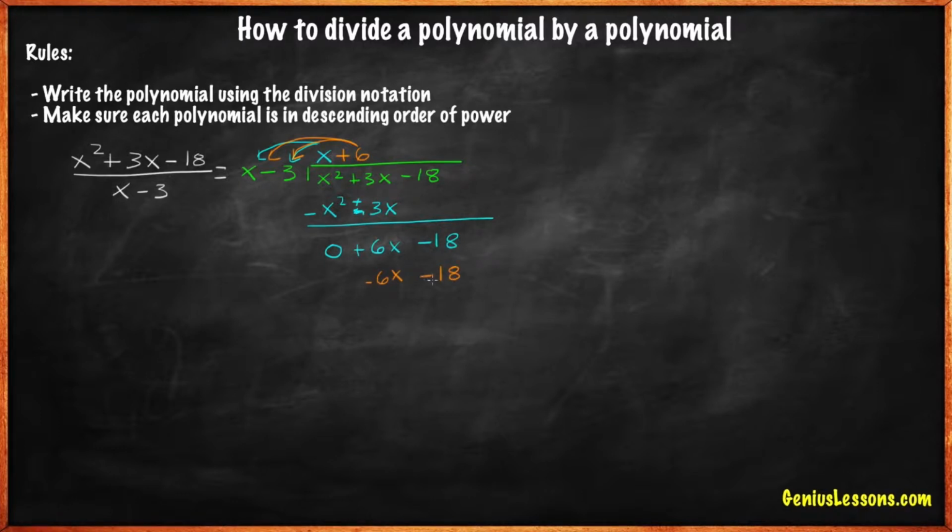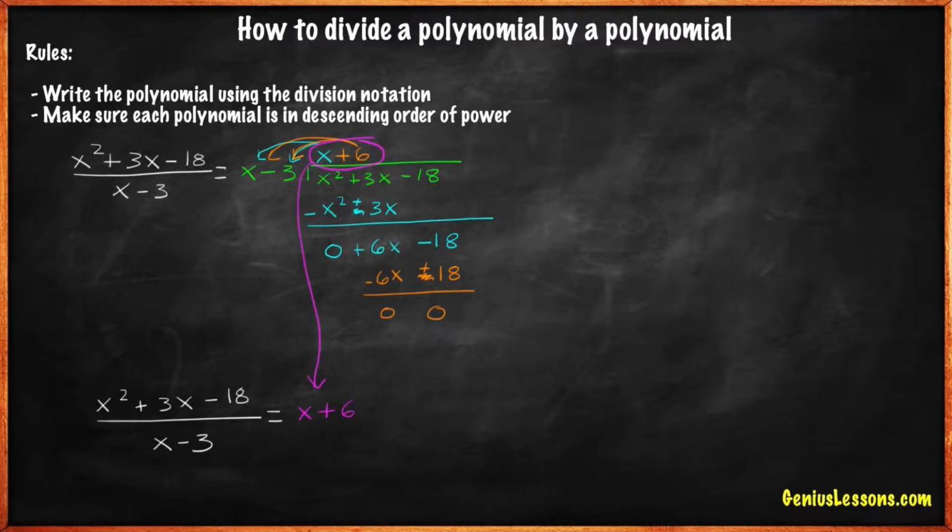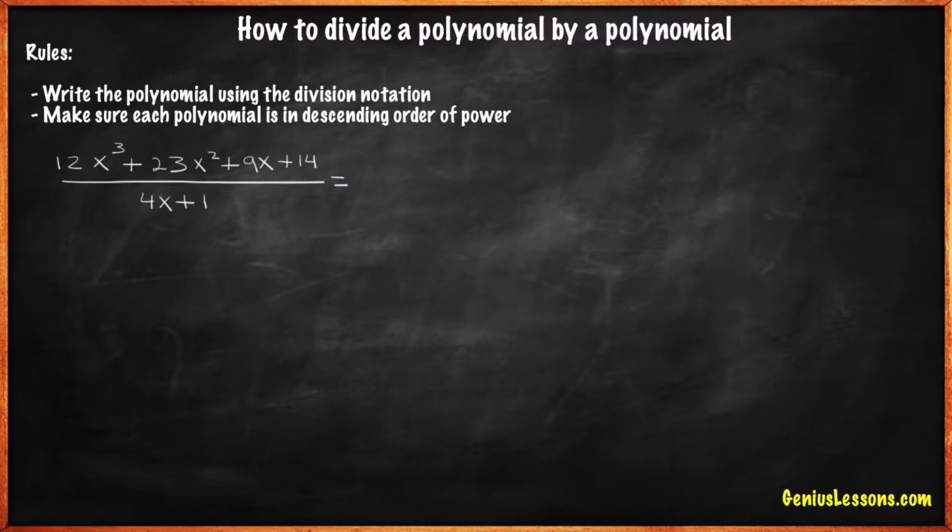Now we change the signs. 6x minus 6x equals 0. Negative 18 plus 18 equals 0. The remainder is 0, which means there is no remainder. The answer is x plus 6. Let's try another one.